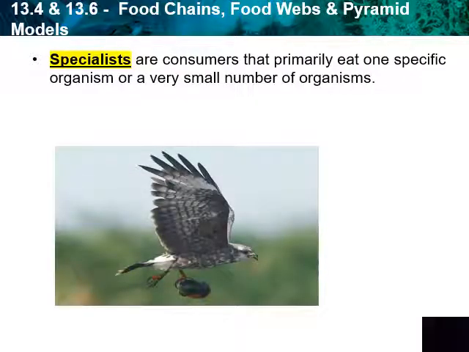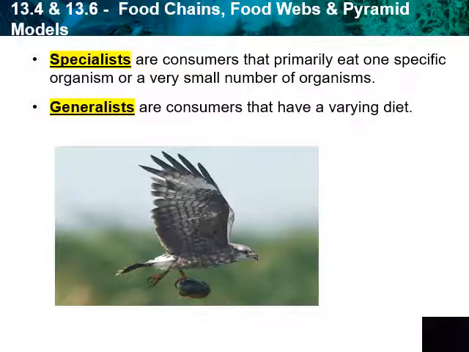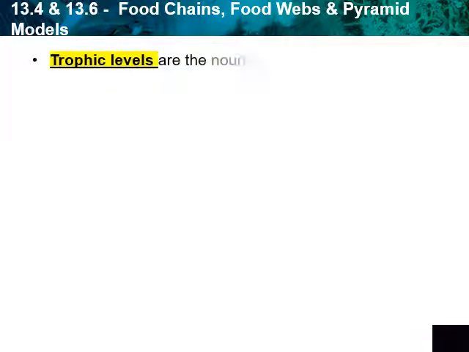Specialists are consumers that primarily eat only one specific organism or a very small amount of organisms. So like this bird here, he only eats this kind of shellfish. Okay, he's a specialist, only wants to eat one particular type of thing. Generalists are consumers that have a varying diet. They'll eat anything really.